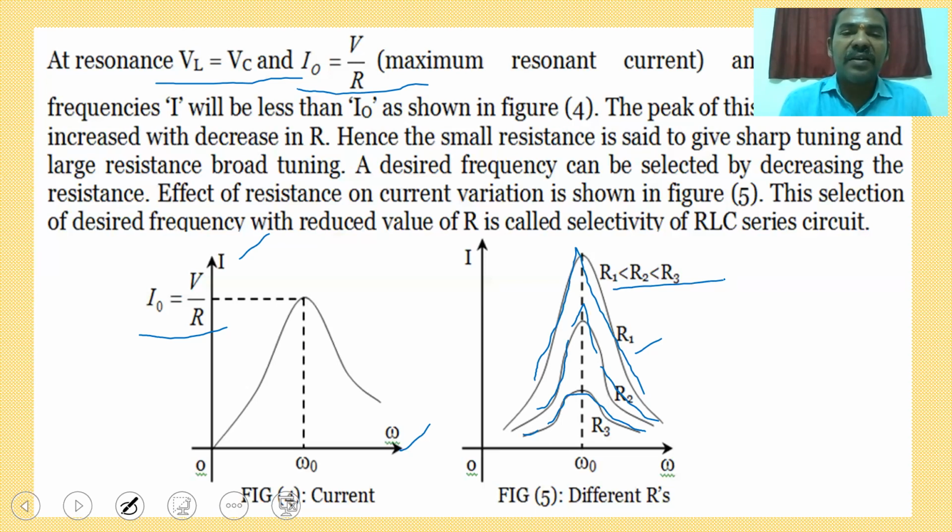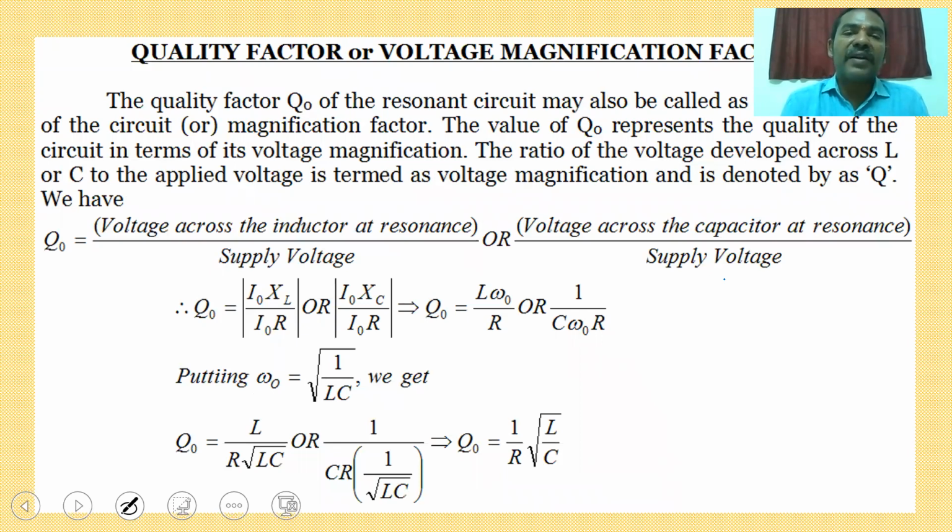Then coming to the most important thing, the quality factor, or in case of an RLC series circuit, you can call it the voltage magnification factor. This factor will magnify the voltage of the RLC voltage drops. The definition of the voltage magnification factor, or quality factor, is the ratio of the voltage drop across the capacitor or the voltage drop across the inductor to the voltage drop across the resistor. It is denoted by Q naught.